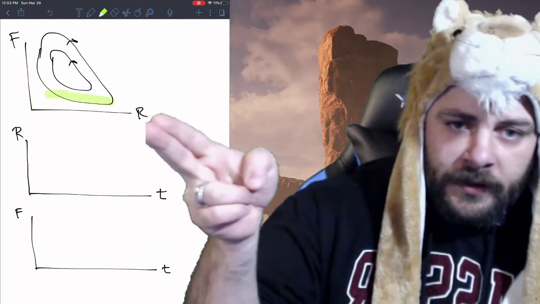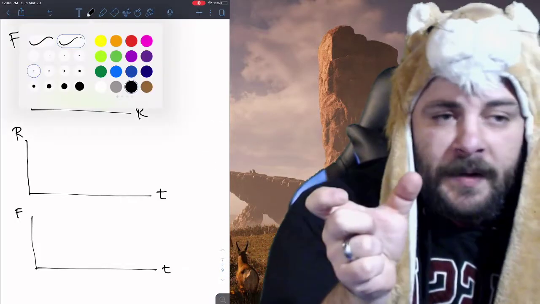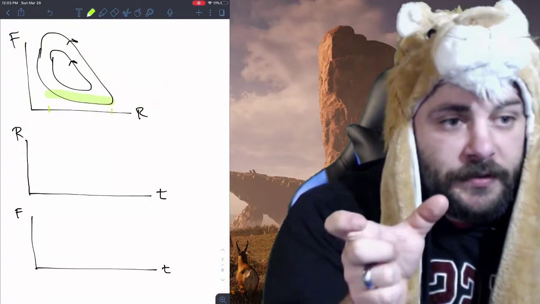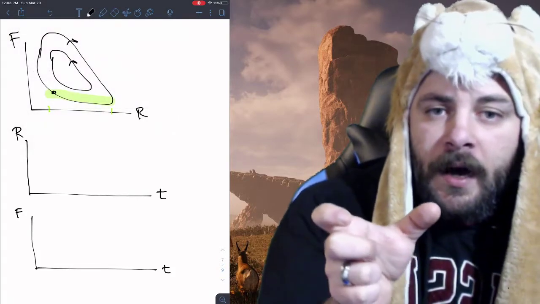And if I move through that green region, what's happening there is my fox population is not changing very much, but my rabbit population is undergoing an explosive growth. See that? It's fairly straightforward.